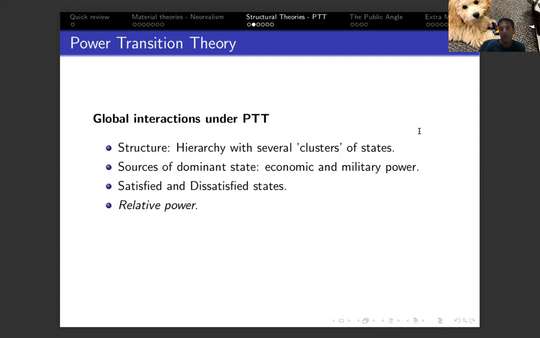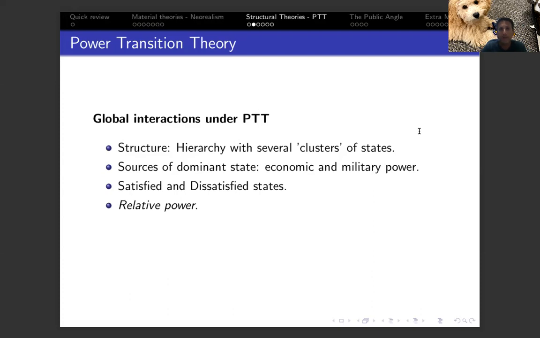So that's another one of the places where the power transition theory deviates from realism, because some states may have a lot of power, but they are still satisfied with the structure of the international system, so they will not engage in any attempts to change the system. There's not going to be likelihood of war in this case. And they are satisfied with the status quo.